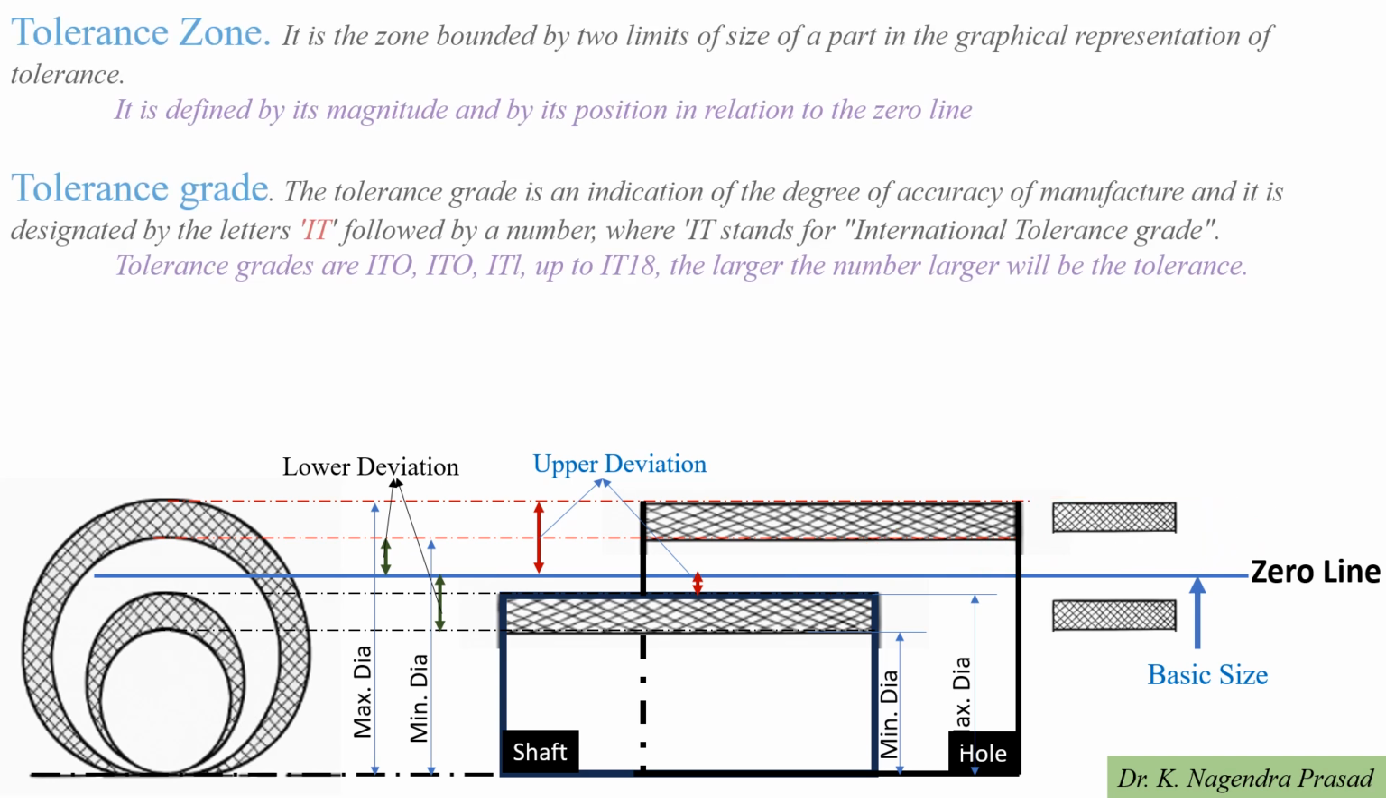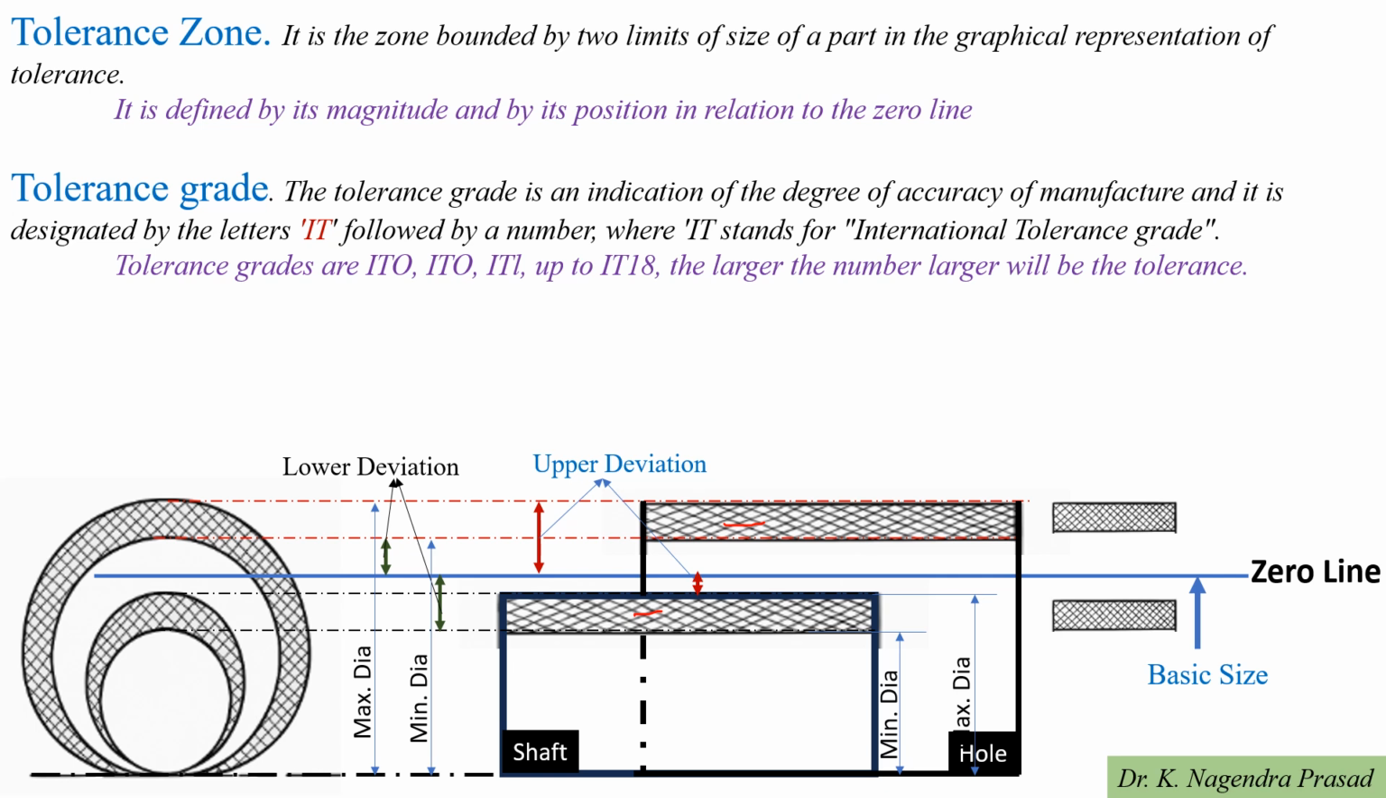So next we have to discuss the tolerance zone. Tolerance zone is bounded by the two limits of size of a part in the graphical representation of the tolerance zone. So this is the tolerance zone, and it is denoted by the magnitude and by its position related to the zero line.